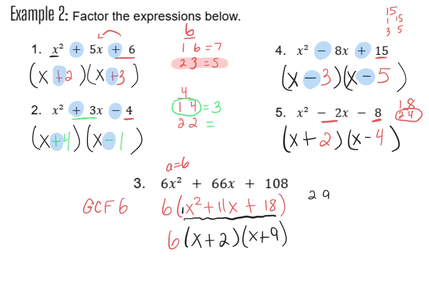However, I do need to drop down the 6 to be a part of my final answer because of the GCF. So this is factoring with the trinomial.